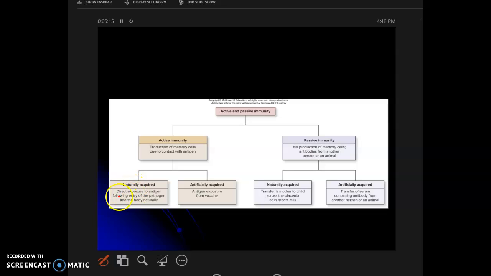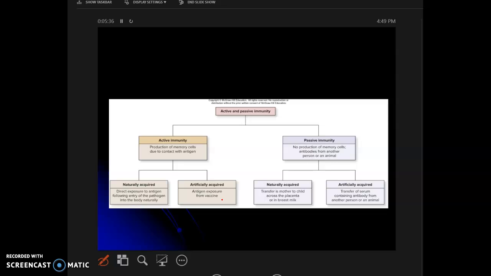The active immunity, when you actually get the infection, can be naturally acquired or artificially acquired. Naturally acquired is direct exposure. You get the disease, you get the flu, or for example, you get malaria. Artificially acquired is where you are exposed to the antigens from a vaccine. We'll talk about vaccines in a few minutes.